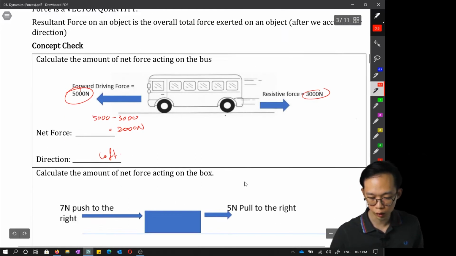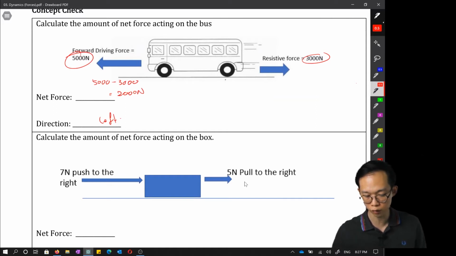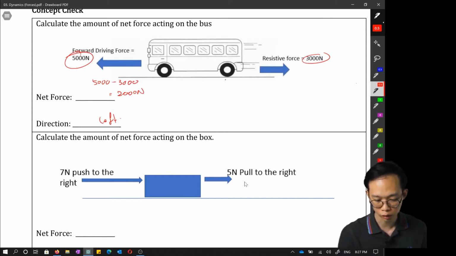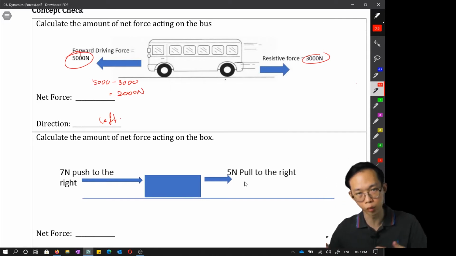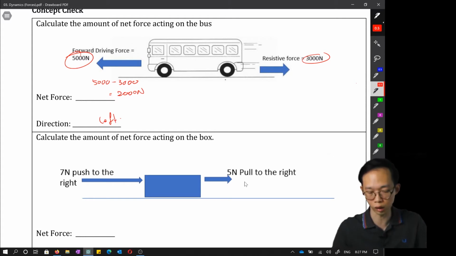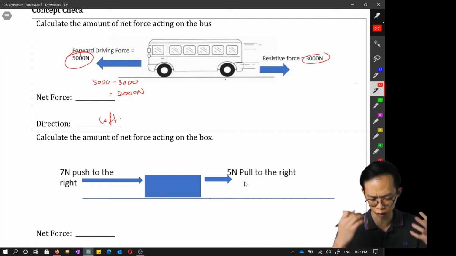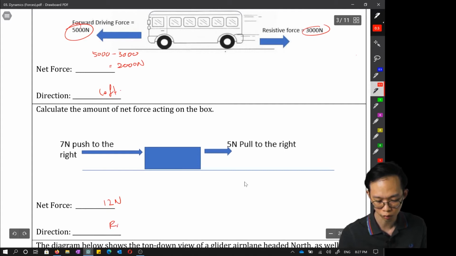This is pretty intuitive. The next one is also pretty intuitive. We have 7 newtons towards the right, 5 newtons towards the right as well. So they are in the same direction. They're pushing and pulling, but both towards the right. So what's the overall effect? They add together instead of cancelling out. Again, from a very intuitive standpoint, from feeling, you already know that it's going to be 12 newtons towards the right.